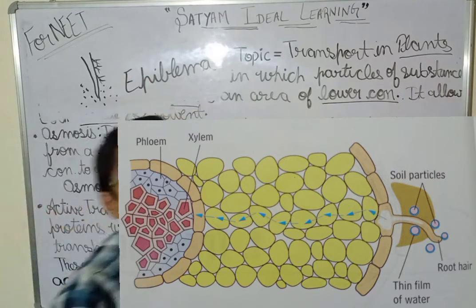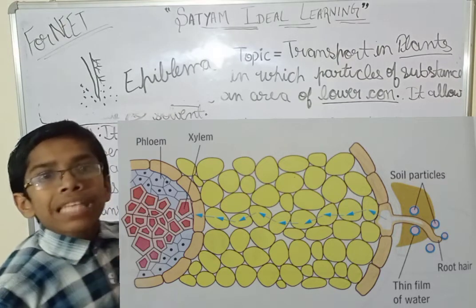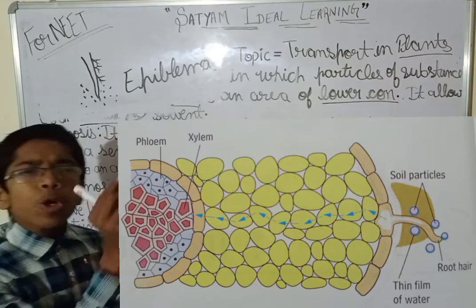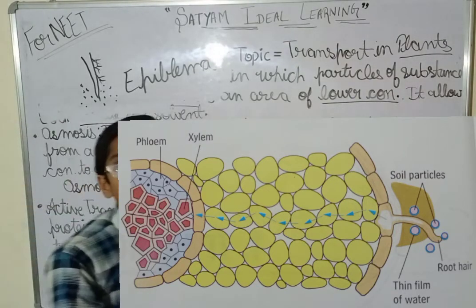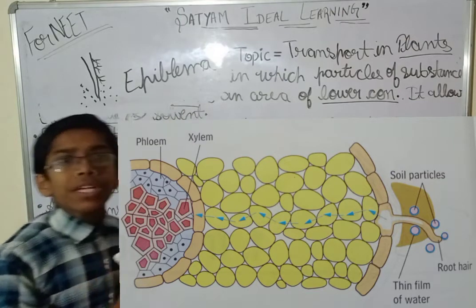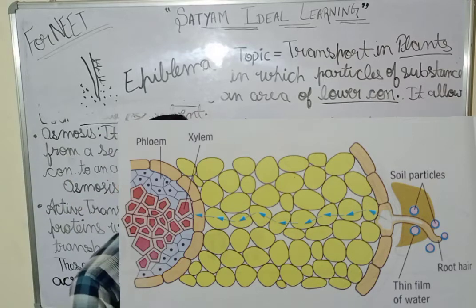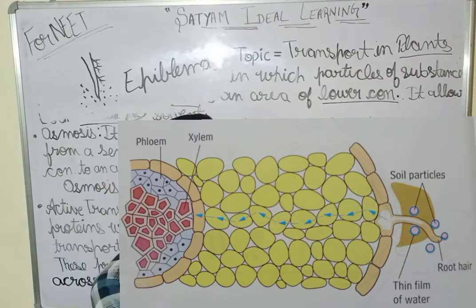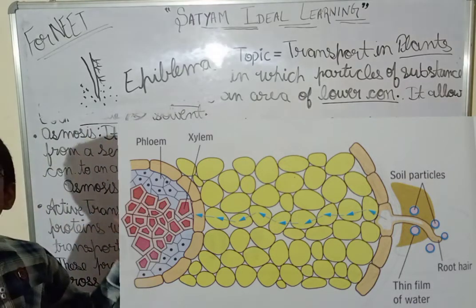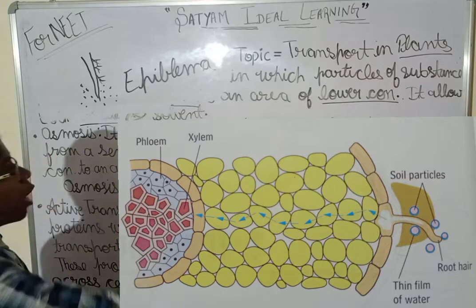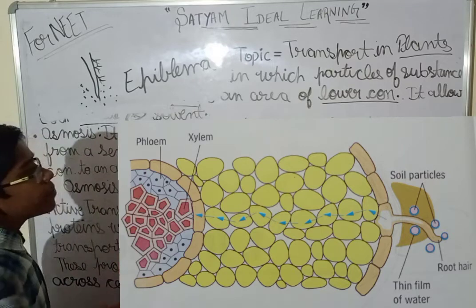The root here has a semi-permeable membrane, and it is a tube-like structure. The root is a tube-like structure, and root hairs are arising, and the root hair has a semi-permeable membrane. Semi-permeable means that it allows only a few substances to get inside. Okay, clear? So its cell membrane is semi-permeable.